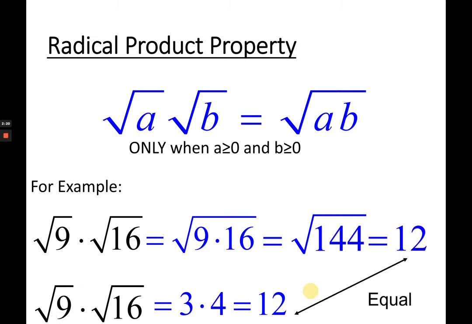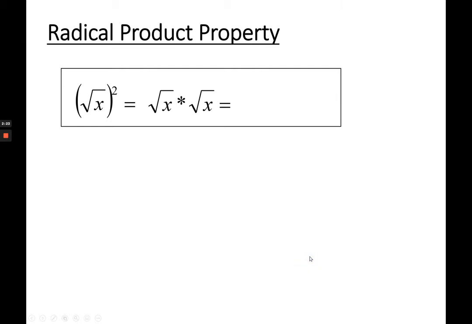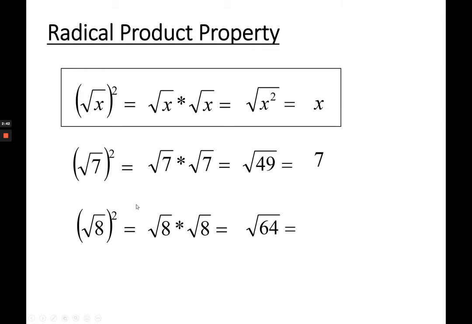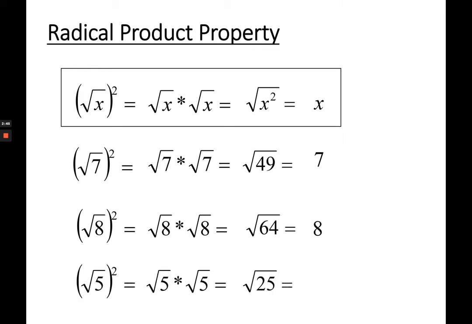Next, another property that you need to remember: if you have the square of the square root of a number, it's actually equal to the value inside. This only works for square roots. It does not work for other powers. So whatever you see inside is equal to that number inside. A square root of a number and then squared is equal to that number. Just always remember that. You will need it later.